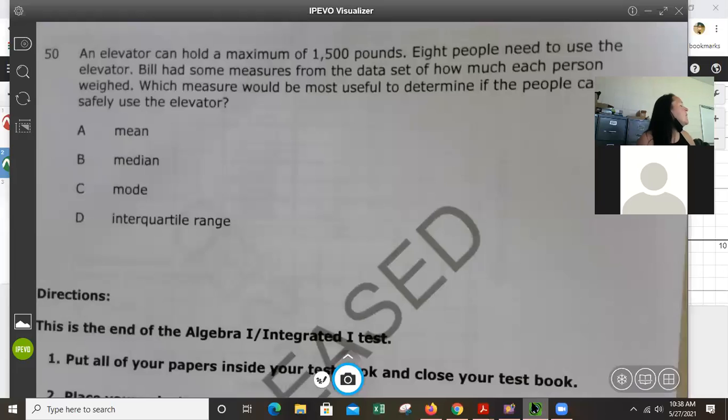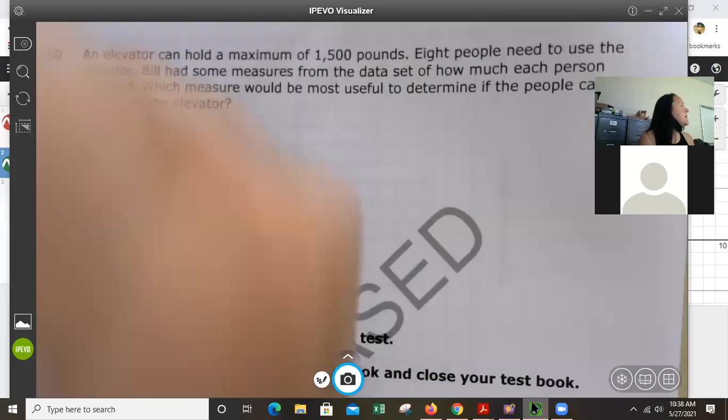Think about it. If we all want to get on the elevator, but we don't know exactly how much we weigh, what can we do? The mean. You're going to take the average weight and then multiply that by the number of people. Does that make sense?